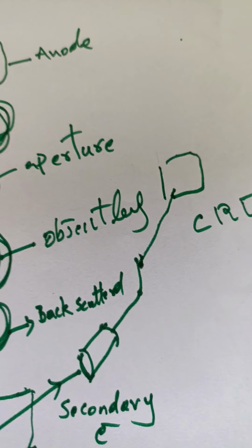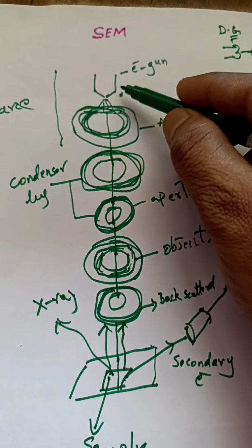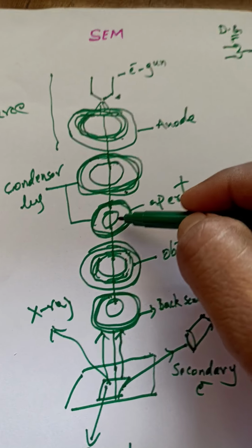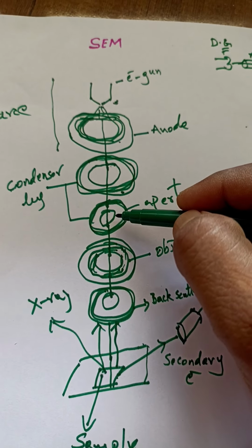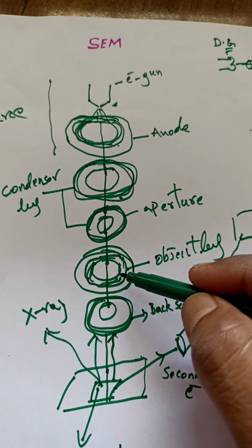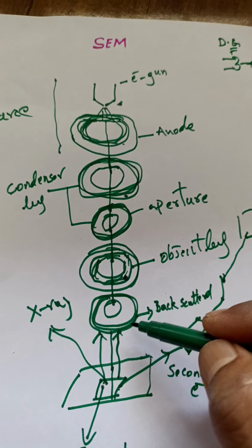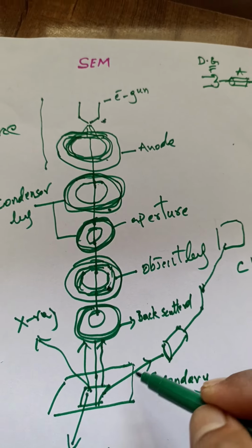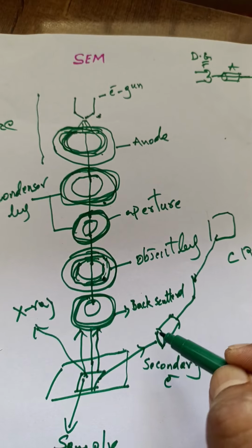This is the typical construction of a scanning electron microscope. If you see the electron gun, anode and condenser lenses, below the condenser lens is the aperture, which we heard about during the dispersive power experiment, and objective lenses to focus the beam, and a detector for backscattered electrons, and X-rays. And here in this scanning electron microscope we detect the secondary electrons.